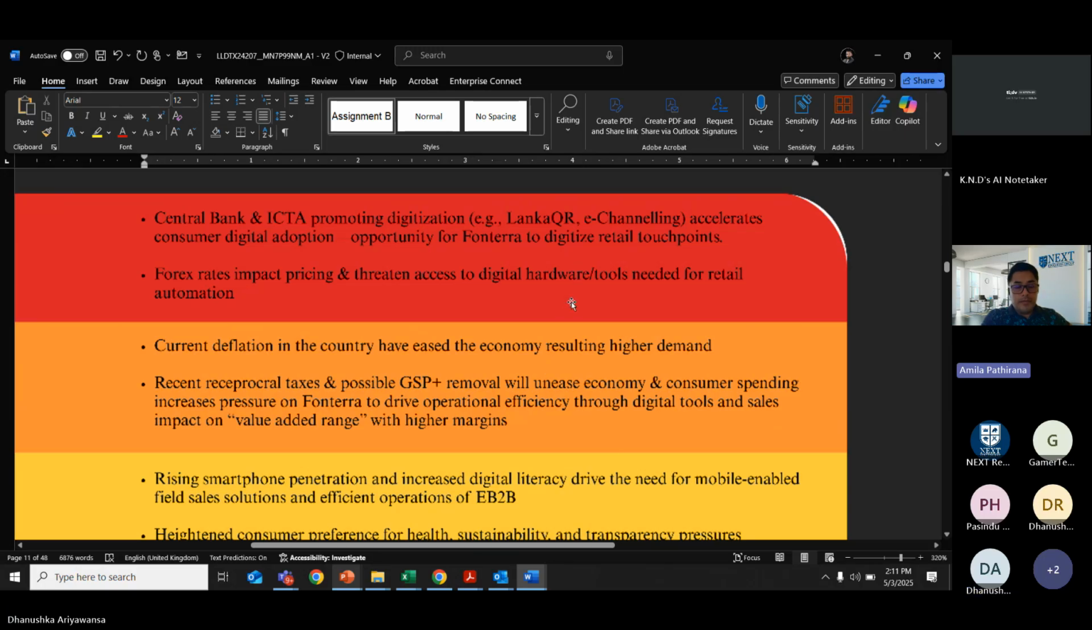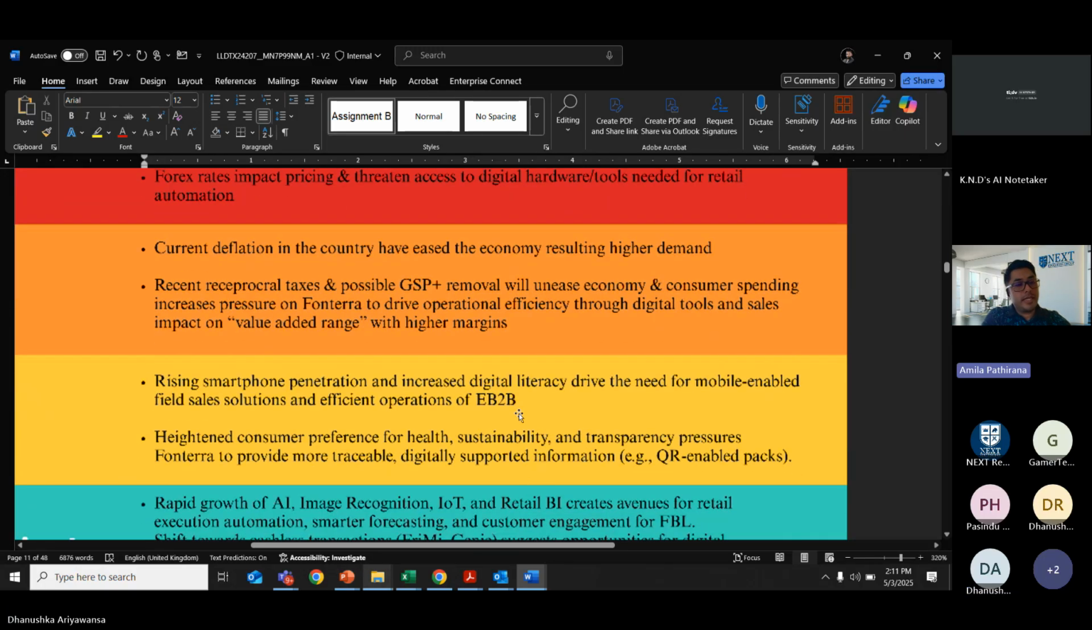Now here, see if you can bring it to a point saying, as a consumer goods company, even though mobile phone penetration and digital literacy are high, only this much is being used. Then you can define that either as an opportunity or a threat. You get what I'm saying?